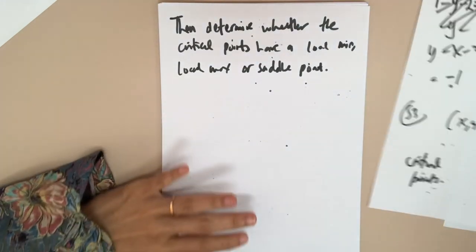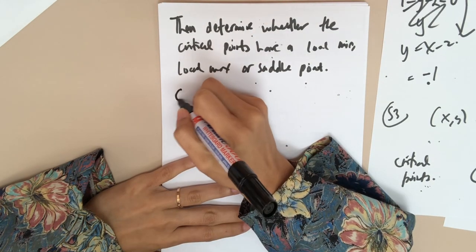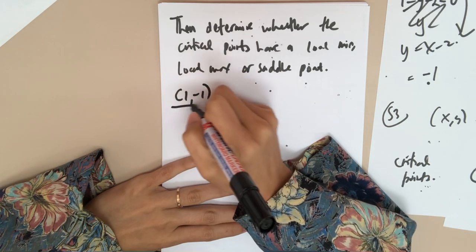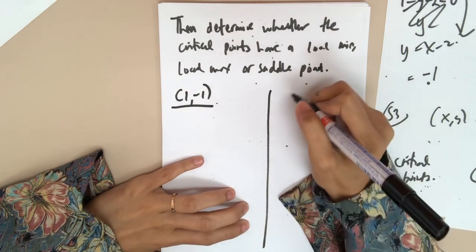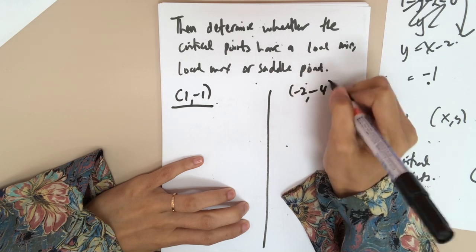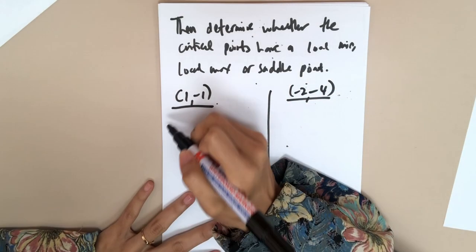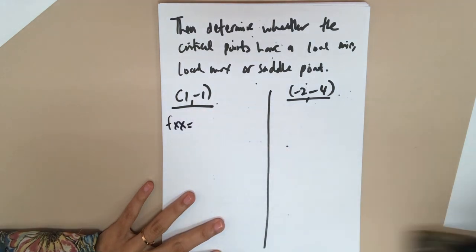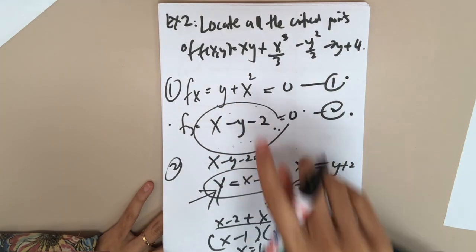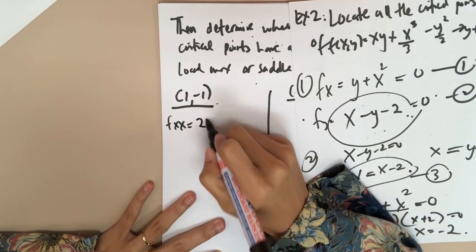So I just write first the critical points. The first critical point is (1,-1), and the second critical point here is (-2,-4). So we do it for the first one first. Find out your f_xx. What is your f_xx? Just now you got f_x is y plus x squared, so that means your f_xx is 2x.